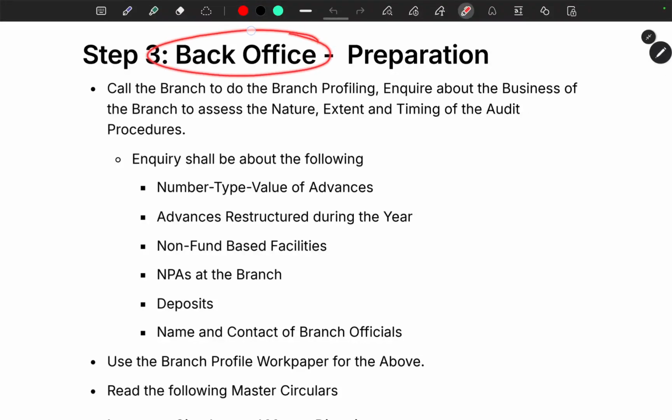What's now to be done? You have planned your audit very well. The next thing is you need to call the branch and do the branch profiling. What is the branch profiling? It's a simple work paper. You can search on Google about how to do the branch profiling.